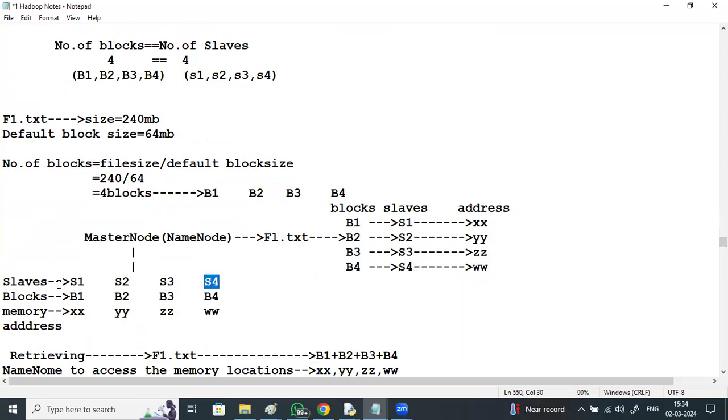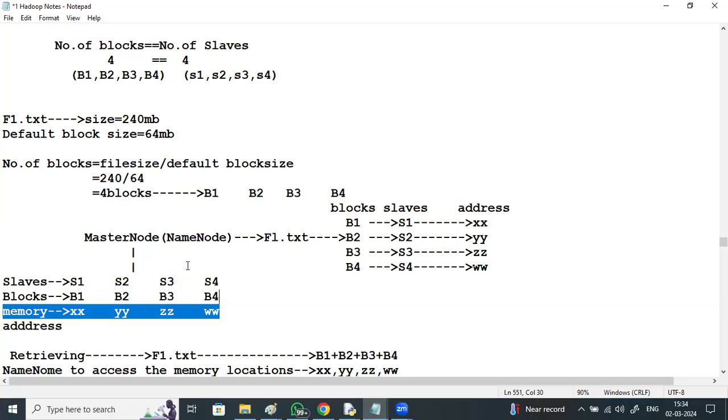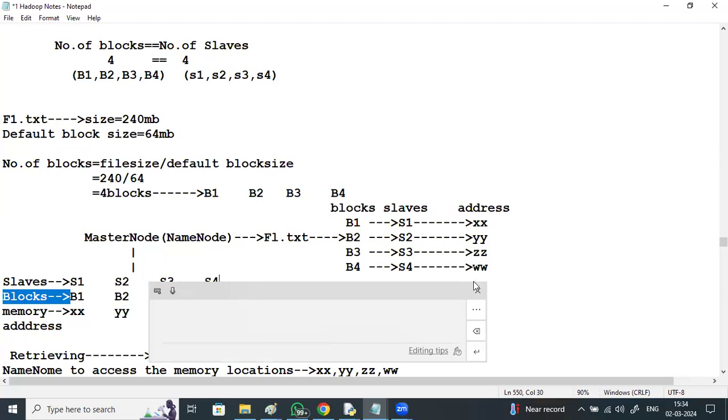Clearly understand in which slave each block is stored, with memory address locations. B1 is stored in S1 at so and so memory location address. B2 is stored in S2 at so and so memory location address. B3 is stored in S3 at so and so memory location. B4 is stored in S4 at so and so memory location address. So these blocks are stored in the slaves only, okay?